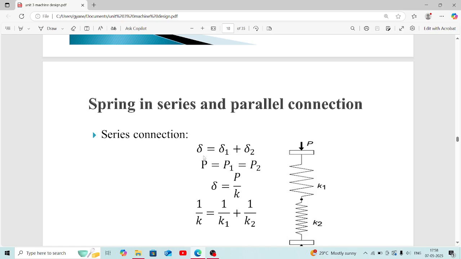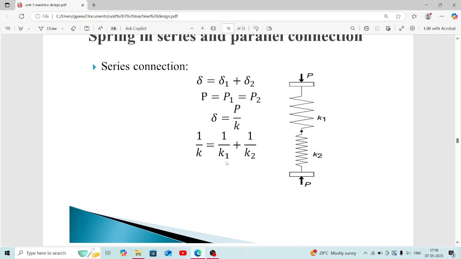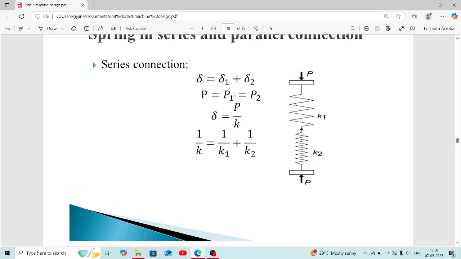Connection of springs in series and parallel is just opposite to resistance, because in 12th standard we already know how resistances are arranged in series or parallel. Similarly, but just opposite to resistance, in springs, when we connect springs in series, then we add the deflection of both. Add the deflection.